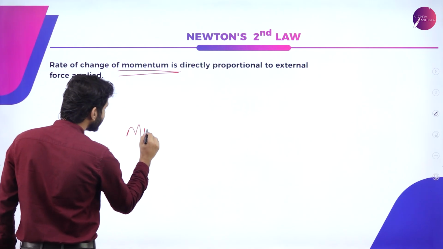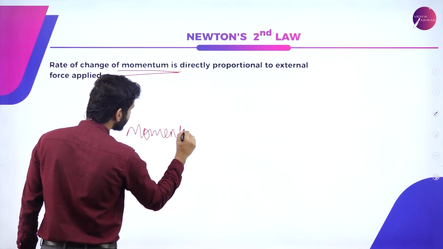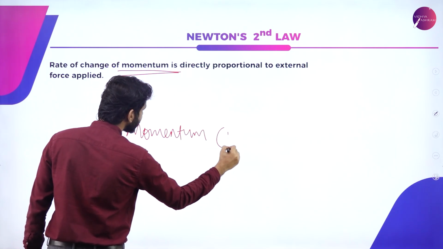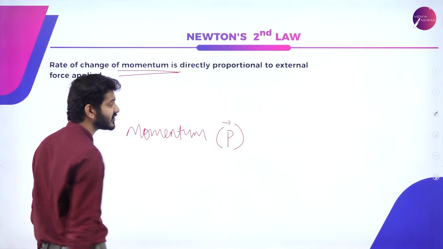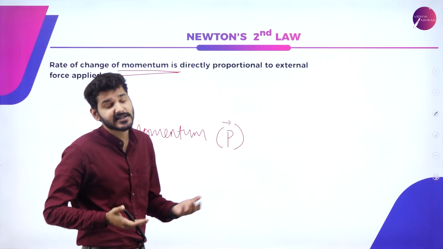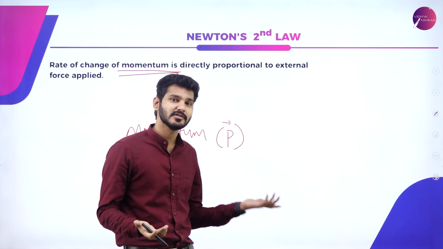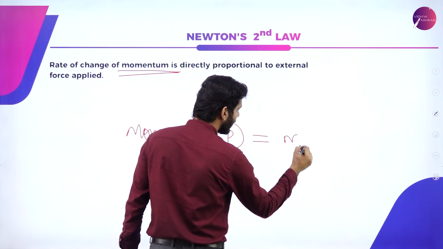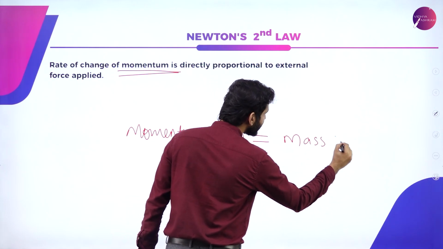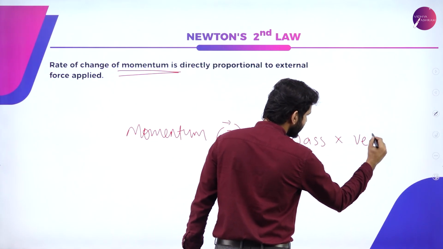So, what exactly is momentum? Momentum, indicated by the letter P, is a vector quantity, which means it has a particular value, a particular direction, and it obeys laws of vector addition. It can be expressed as mass times velocity.